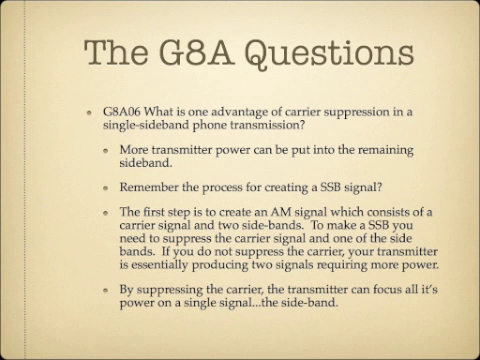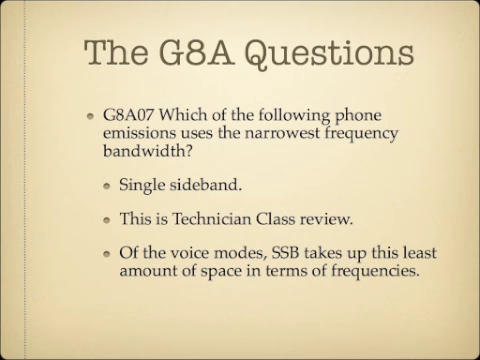sidebands. So if you do not suppress the carrier, your transmitter is basically producing power to support two signals, and that requires more power than just one, which makes sense. So by suppressing the carrier, the transmitter can focus all of its power on a single signal, and that's the chosen sideband.